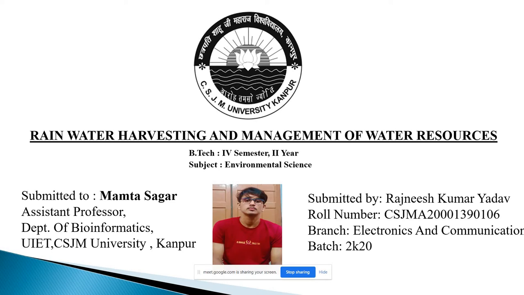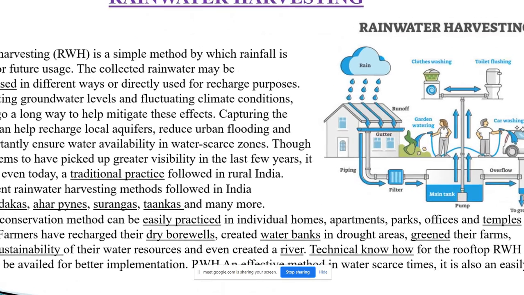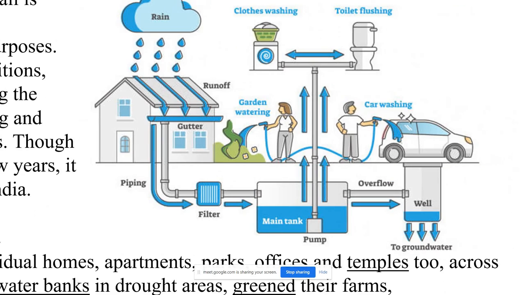Okay, Rajneesh, your presentation now. Hello, good evening everyone. Myself Rajneesh Kumar Yadav from ECE branch. Today I am here to give a brief explanation about rainwater harvesting. Let's start with the topic. Rainwater harvesting is a simple method by which rainfall is collected for future usage. The collected water may be stored, utilized in different ways, or directly used for recharge purposes.